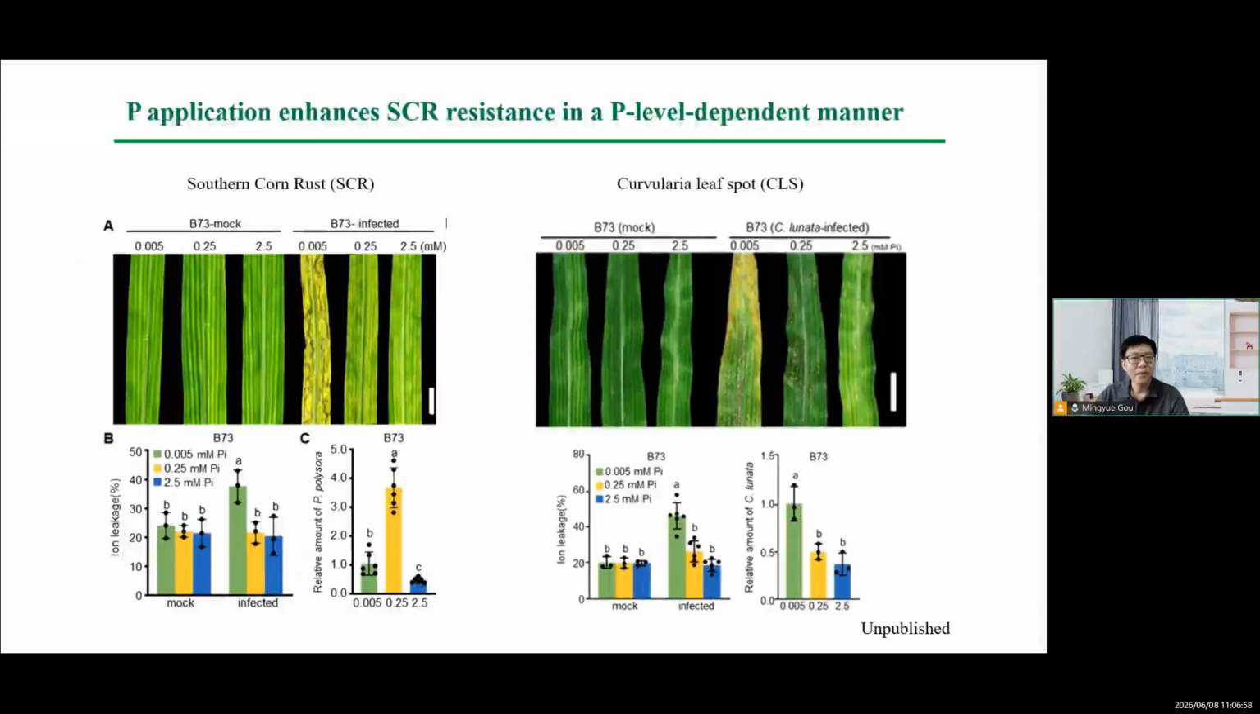We asked if phosphate application could enhance maize disease resistance by inoculation with the Puccinia polysora strain that causes southern corn rust in B73 maize plants. We noticed an obvious increase of resistance with the increase of phosphate level in the same hydroponic system. For the Curvularia leaf spot resistance of B73, we noticed a similar phenomenon. This data suggests that phosphate is positively involved in basal defense against multiple pathogens.